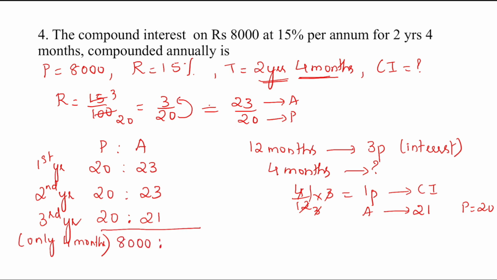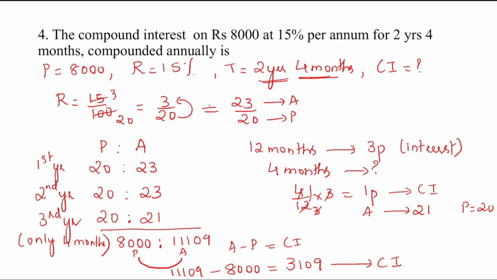Then the amount will be how much? 23 into 23 into 21, it will be 11109. Okay, so this is our principal now and this is amount. So what is the difference between principal and amount? How much is the difference? 11109 minus 8,000, that is nothing but 3,109. So this is nothing but our compound interest. The difference between amount and principal is always nothing but compound interest, isn't it? So this 3,109 is the compound interest.